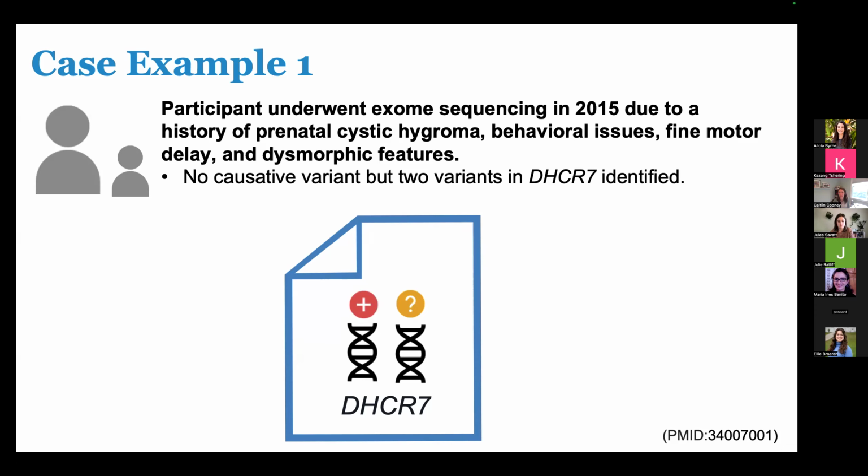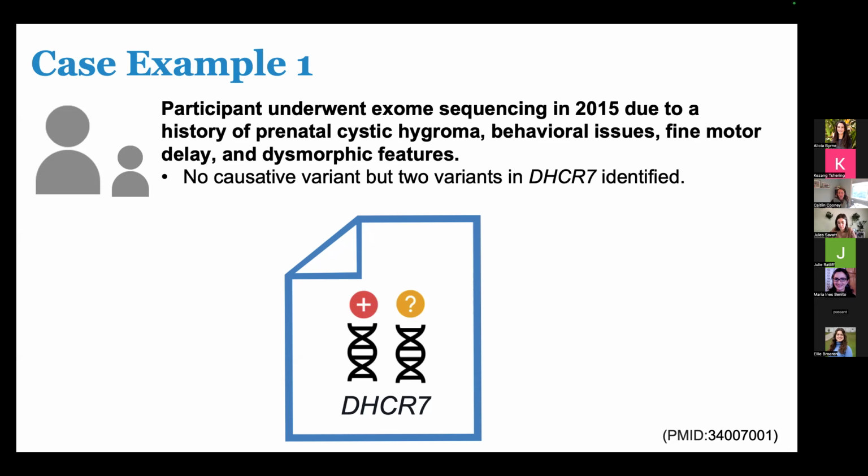When they had testing, they identified 2 variants in DHCR7. One variant was pathogenic, and one variant was classified as a variant of uncertain significance. DHCR7 is associated with an autosomal recessive condition called Smith-Lemli-Opitz, which can have different facial features and behavior issues. But based on this result, there was not enough information to make a diagnosis, as there was one pathogenic and one VUS. So this family joined GenomeConnect.